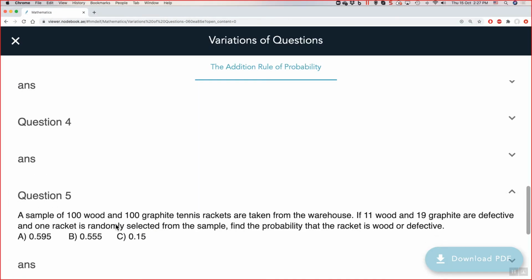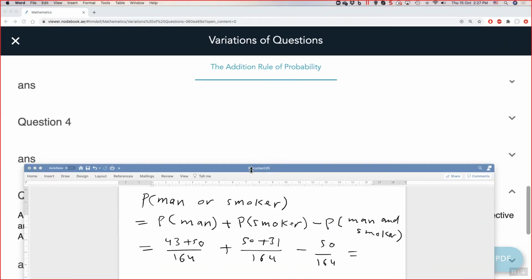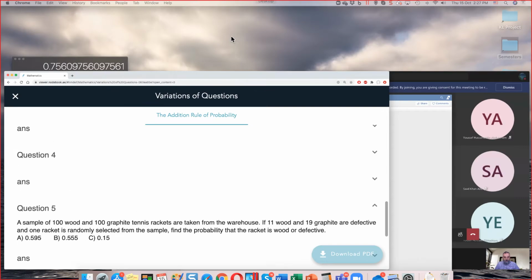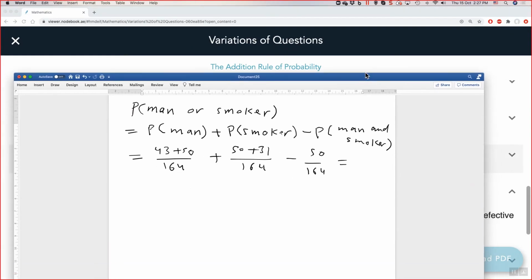So I need to open a Word document here. Now where's back there? Sometimes.